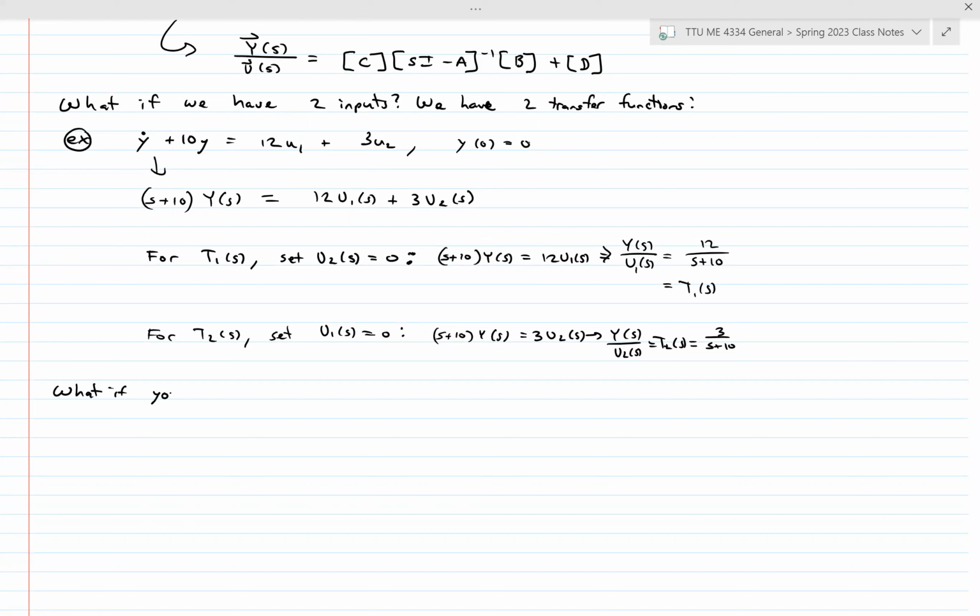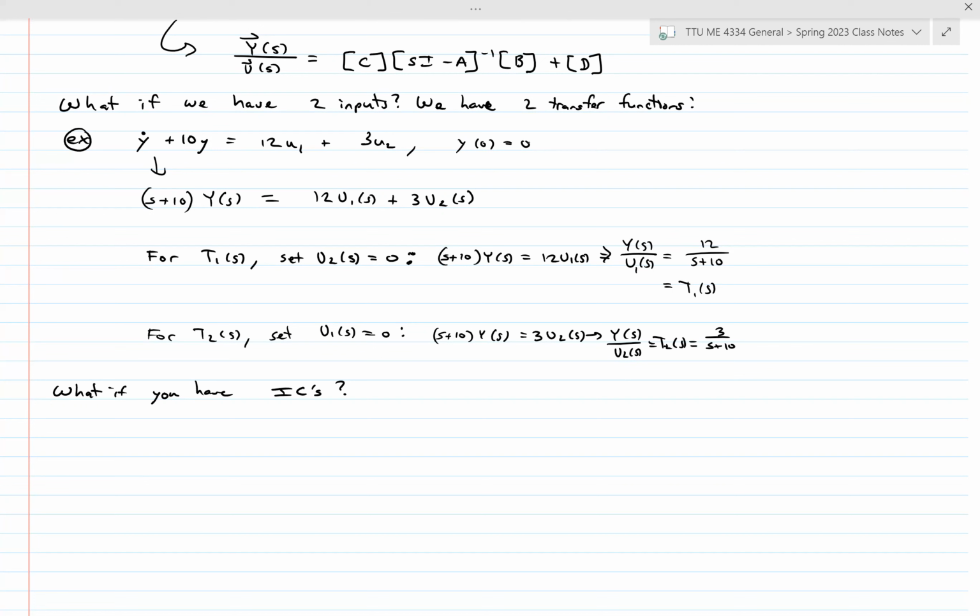What if you have initial conditions? So what if our initial conditions are non-zero? Can you get a transfer function in those cases? No? Why not? You can't group U of S and Y of S together.